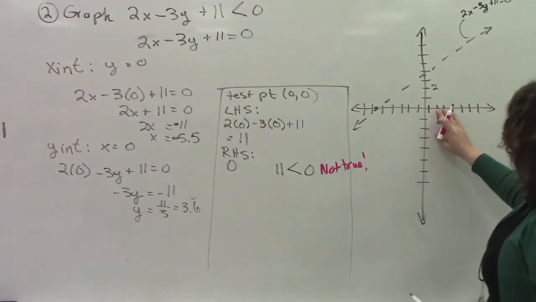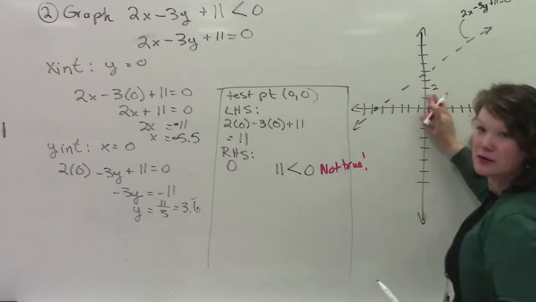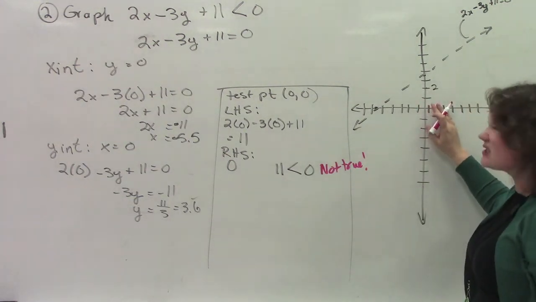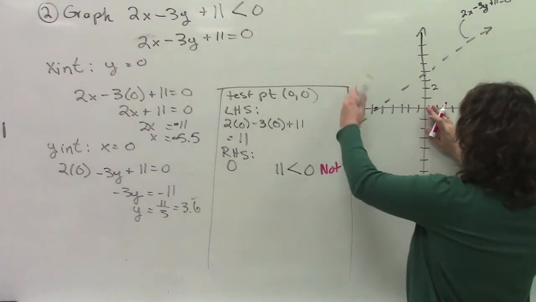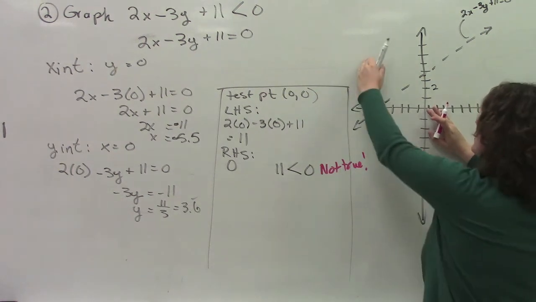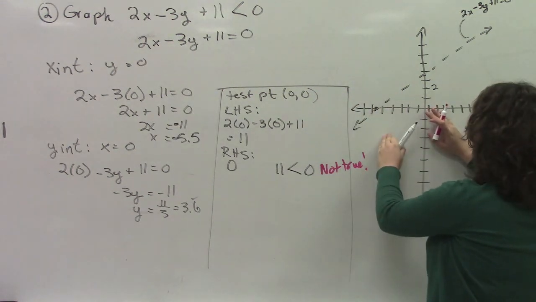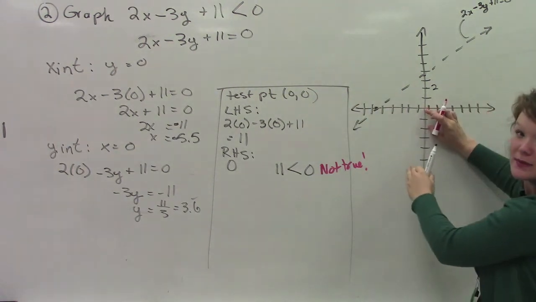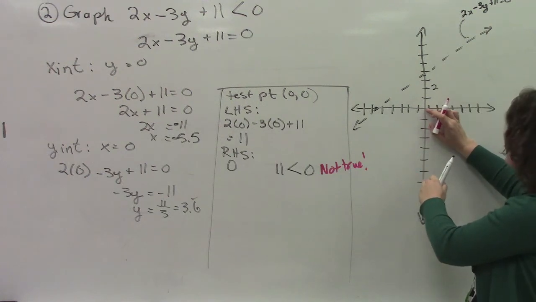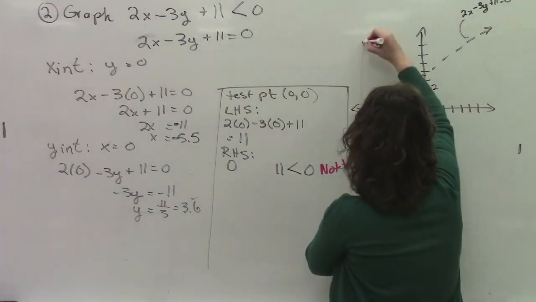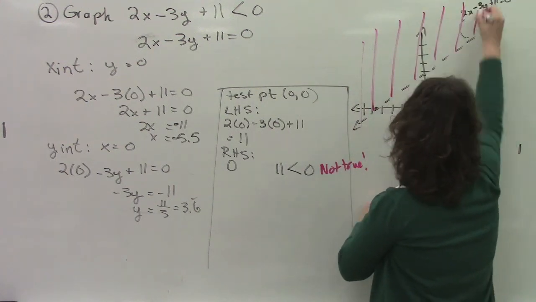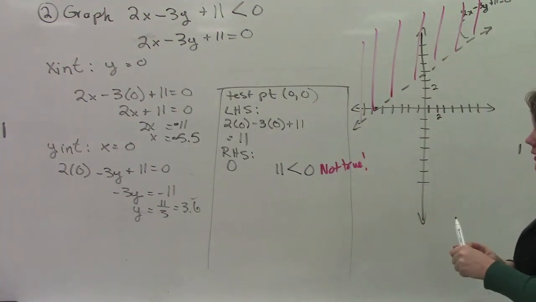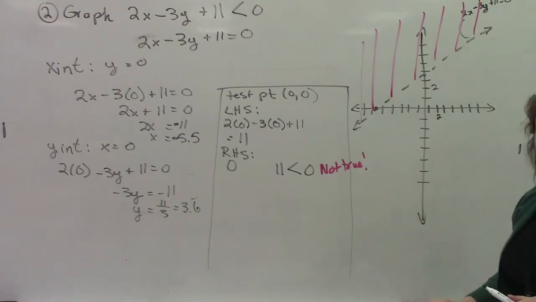So the solution region does not include the point 0, 0. Since it doesn't include the point 0, 0, it means that there are two regions here, right? One that's above the line and one that's below. The one that's below includes the point 0, 0. So we have to shade above the line. That's our solution region. And that's about it, folks.